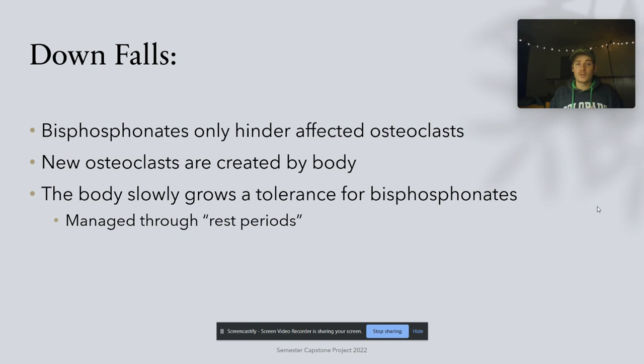which is an issue when the body slowly grows tolerance for bisphosphonates over time. So the way that doctors deal with this issue is they manage it through rest periods, or periods of time that they are not going to administer the drug, to allow the body to get rid of its tolerance for the drug. So usually what they'll do is a rest period followed by an administration period and followed by another rest period. And that will lengthen the amount of time that bisphosphonates work in the body.